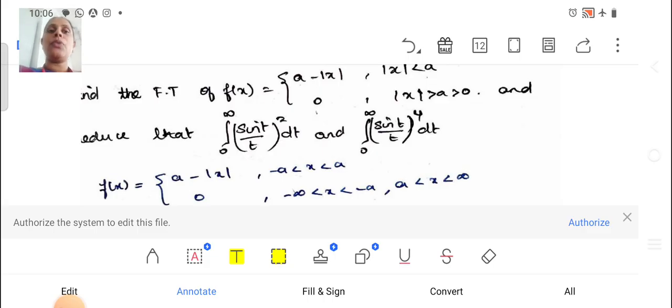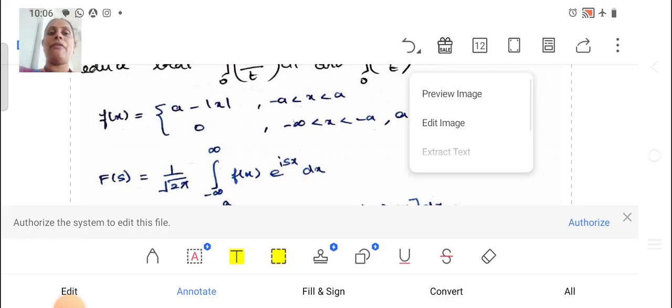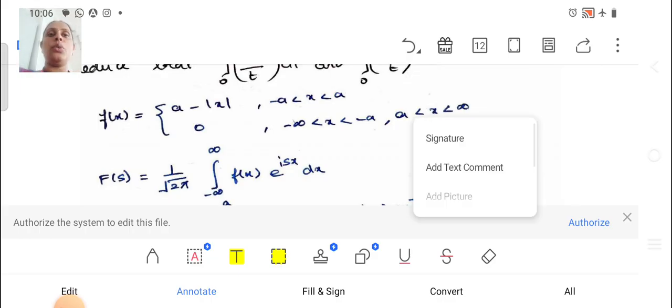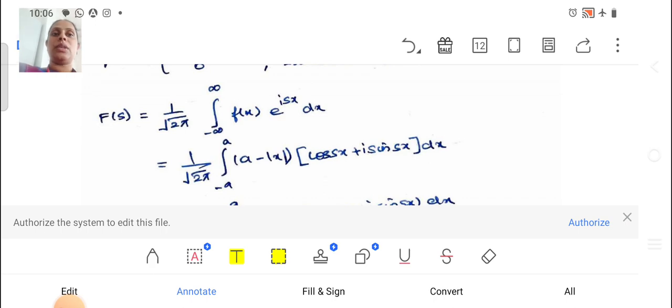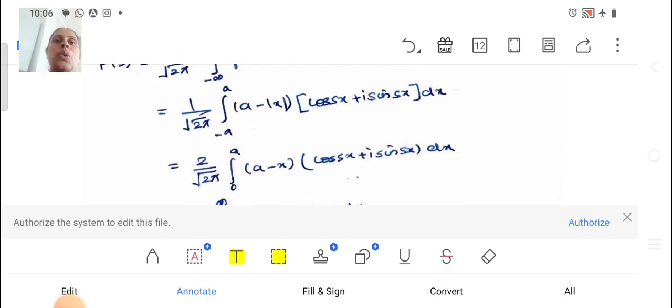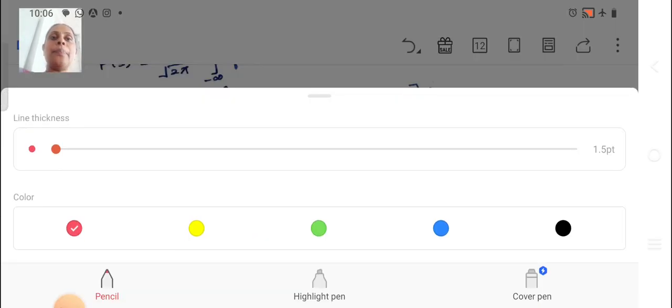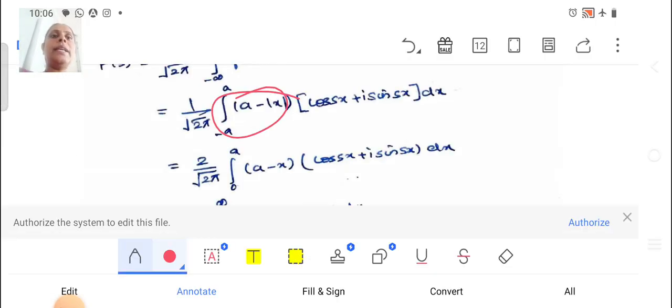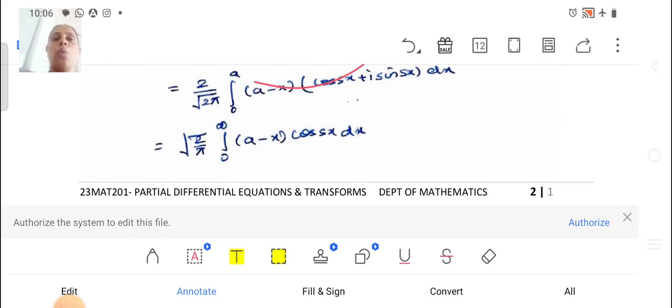Okay, so in this the Fourier transform is capital F of s equals 1 by root 2 pi, integral from minus infinity to infinity of f of x e power isx dx. Okay, so in this f of x in our problem is a minus mod x. So e power isx is cos sx plus i sin sx, dx. We have to split it into real and imaginary parts also. Okay, so then we have to check what is an even function and what is an odd function.